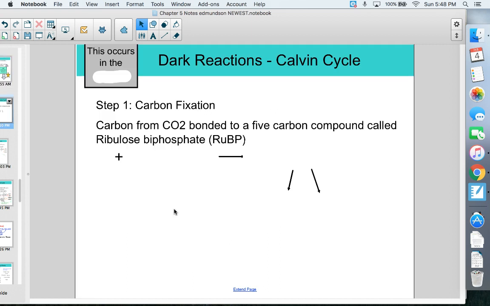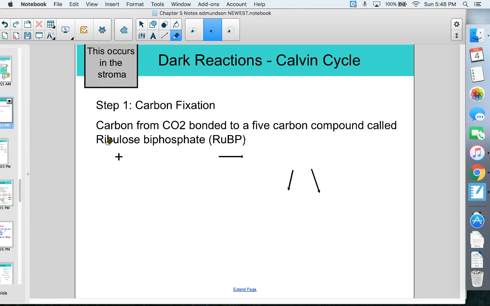So we're going to go through the first step of the Calvin cycle, the dark reactions or the light independent. It's called carbon fixation. So it's going to be taking carbon and we're going to be fixing it to another molecule that is called ribulose biphosphate. I like to call it RuBP for short. So I want you guys to understand that this happens not in the thylakoid membrane anymore, which was the first step of our photosynthesis. This happens now in the space of the chloroplast. It's filled with liquid. It's called the stroma.